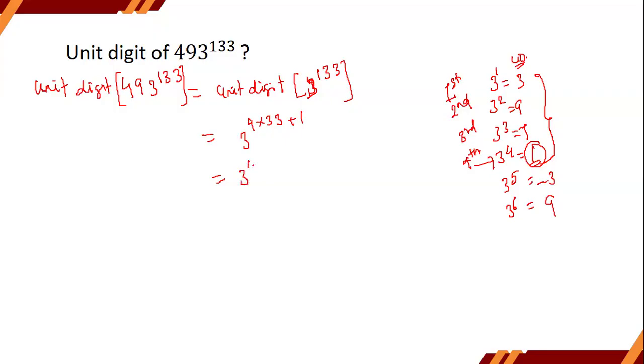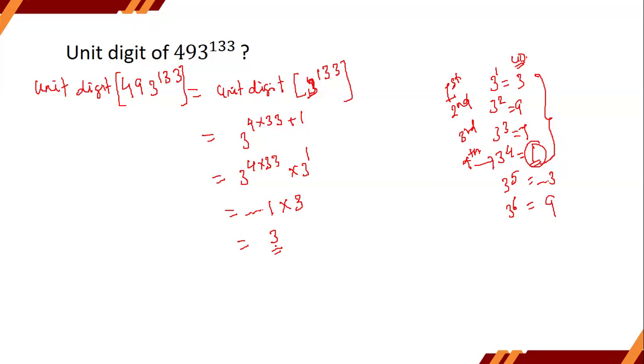So we will write it as 3 power of 4 into 33 into 3 power of 1. So the unit digit of this number is 1 into 3. So the unit digit is 3. Hope this is clear, and that is how we figure out the unit digit for any number.